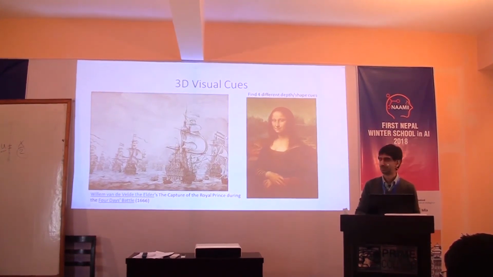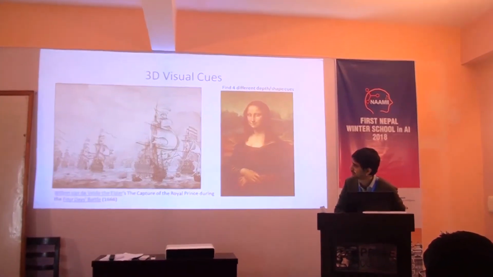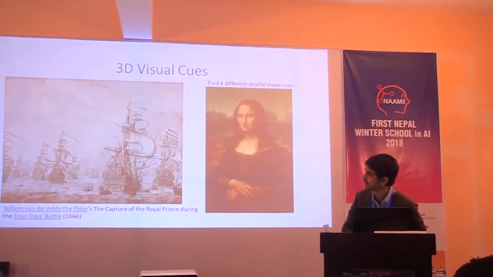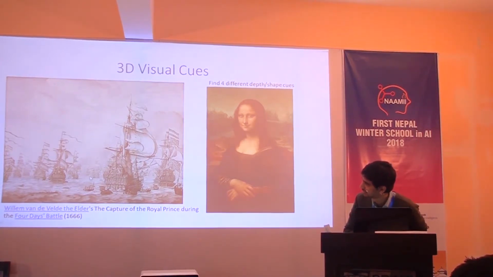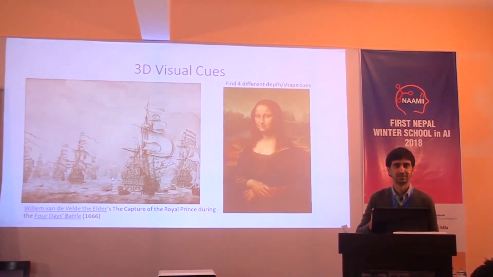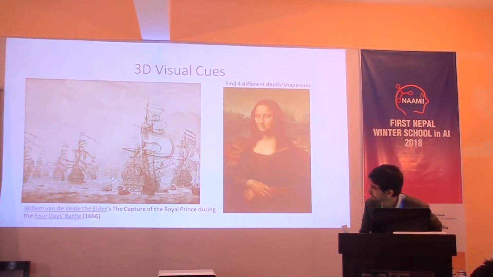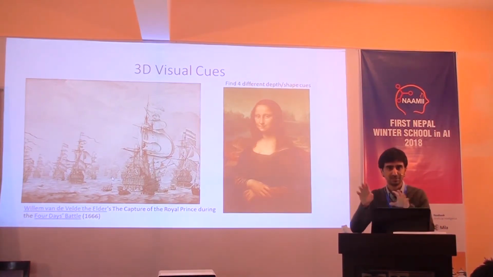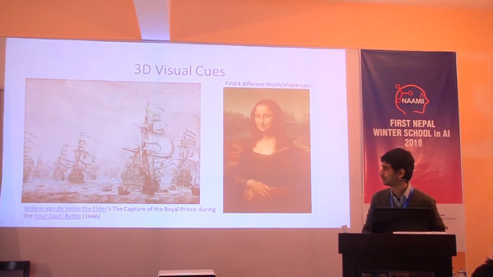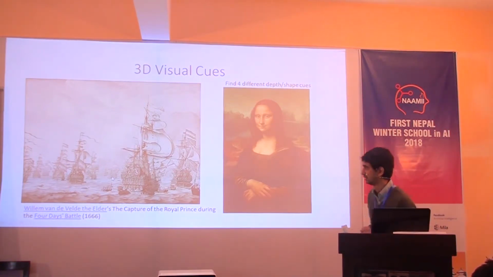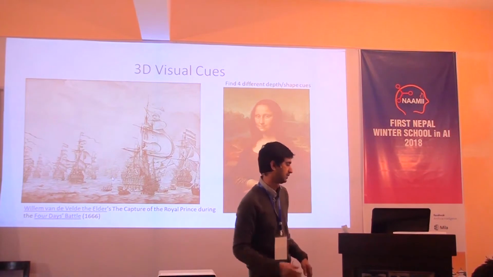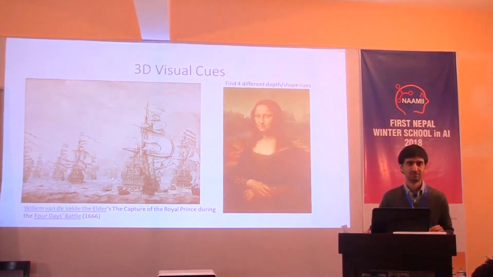So that's another. There are also more minor cues. For example, in this painting, you'll see that the ships are sort of fading away. They're like foggy or misty. So this is also a very common cue that we can easily use, but it would be very difficult for a computer to use that to see the depth.